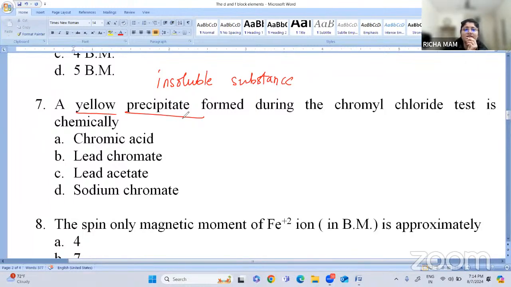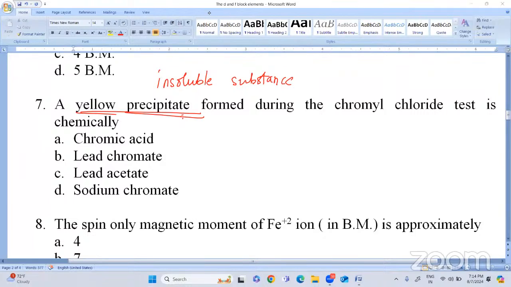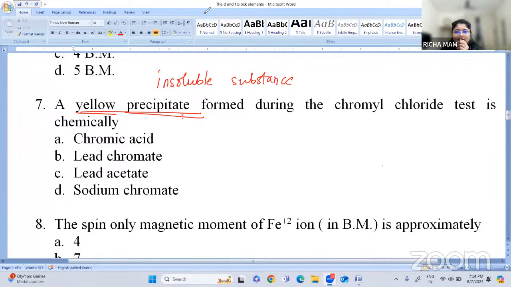So how is this yellow color precipitate formed? The last one, it is due to what? Okay, I've got lead acetate, ma'am. Think again. Just a second, I'll see the answers.